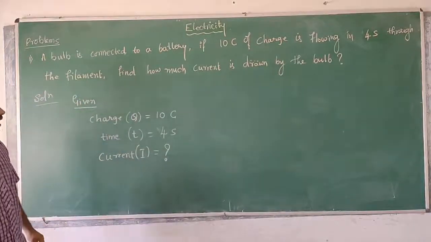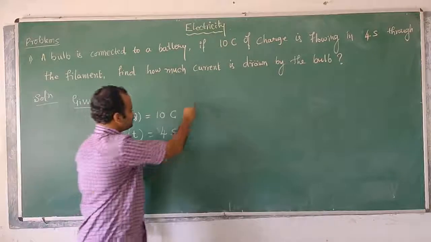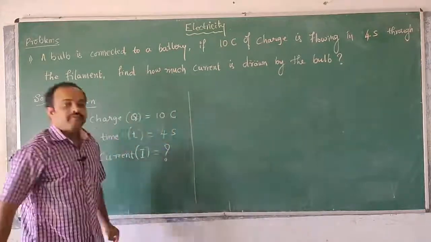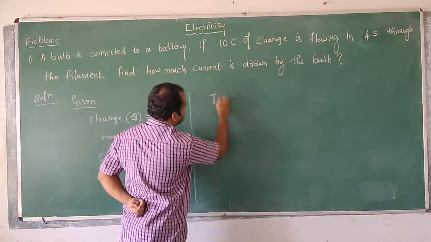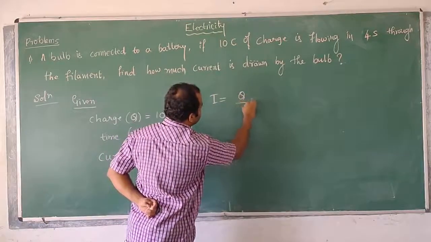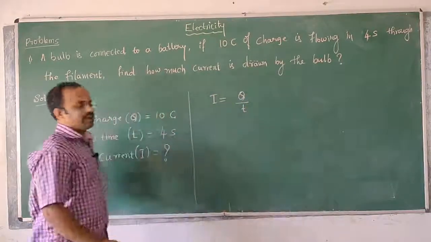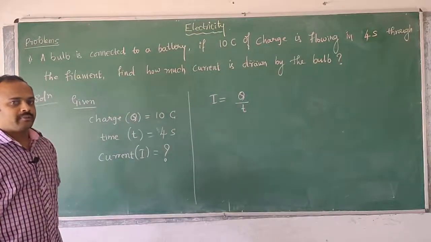To find the current I, we have the formula. What is that? I is equal to Q divided by T.